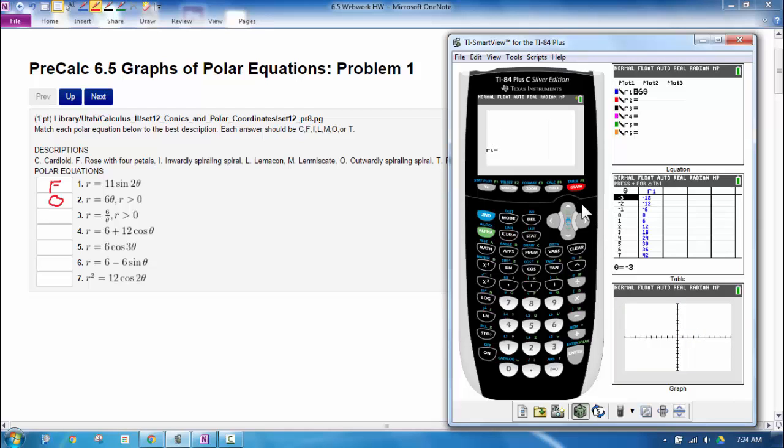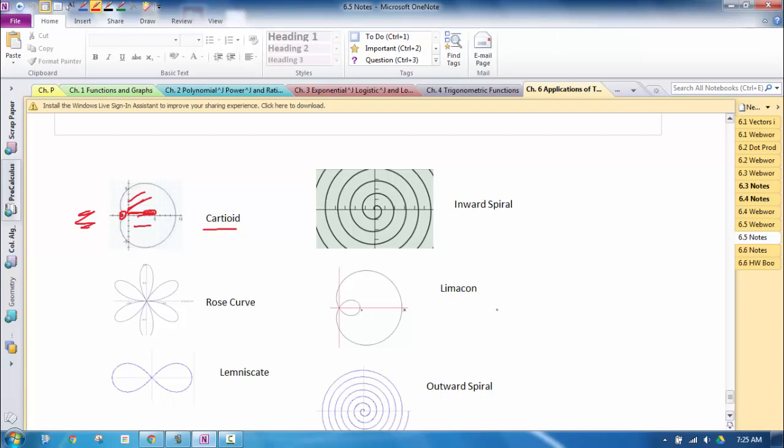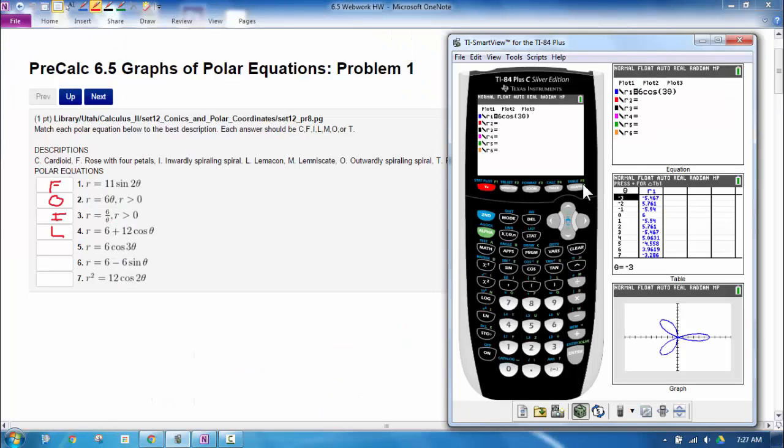Next one is 6 divided by theta. If you graph this one, you can tell we have an inward spiral now, as theta rotates counterclockwise, which is our positive, our r is getting smaller. And then next, 6 plus 12 cosine of theta gives us this. I'm going to change my window a little bit more in the positive x. In fact, I'll just zoom out a little bit. It's a little hard to see, but that's our limacon. So then 6 cosine of 3 theta gives you a 3 rose petal. And then the next one, 6 minus 6 sine of theta, gives you this cardioid here, C.